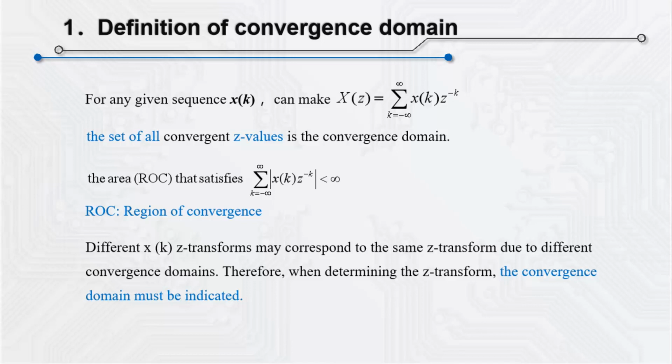Pay attention: different sequences x(k), due to the difference in the convergence domain, may correspond to the same Z transform form. Therefore, when determining the Z transform of a sequence, we must specify the convergence domain of the sequence.